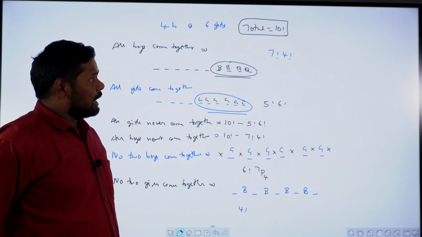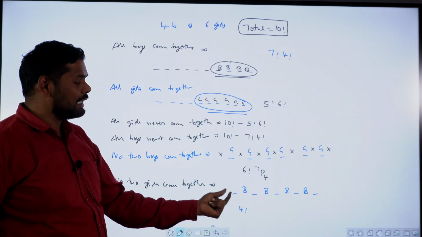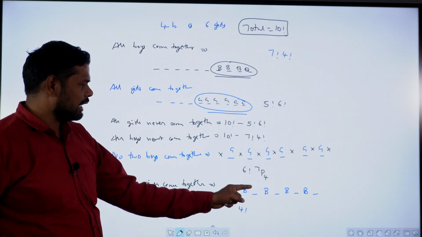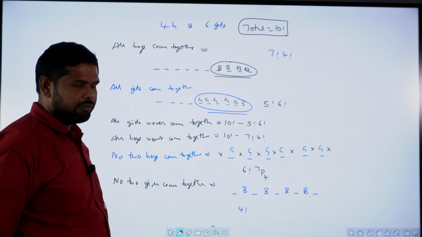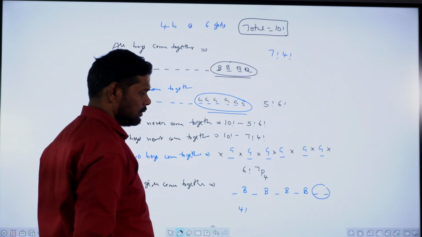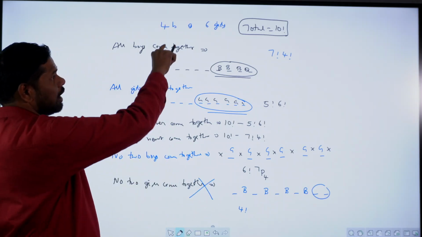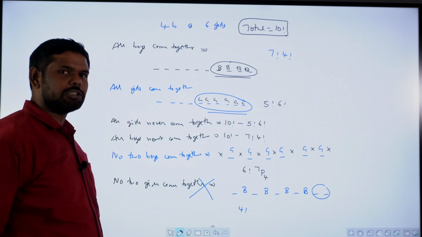Gaps are 5, but girls are 6. Is it possible to fill those 6 girls in 5 gaps? If I place 5 girls, then 1 girl is always left. If I take 1 more, then 2 girls are side by side, and this condition never exists according to the given data. That is also important.